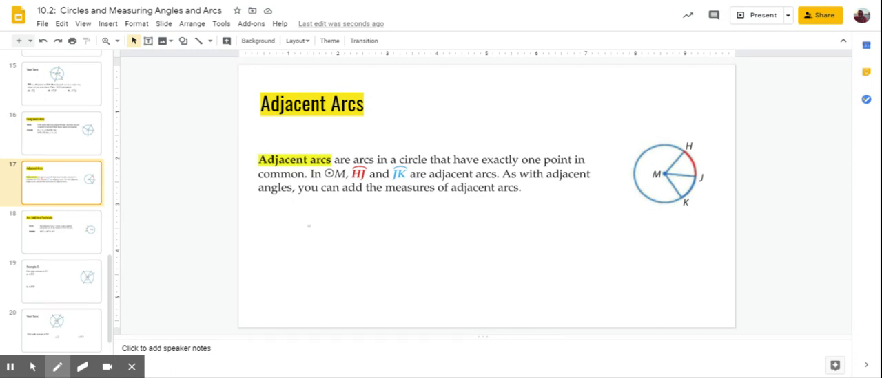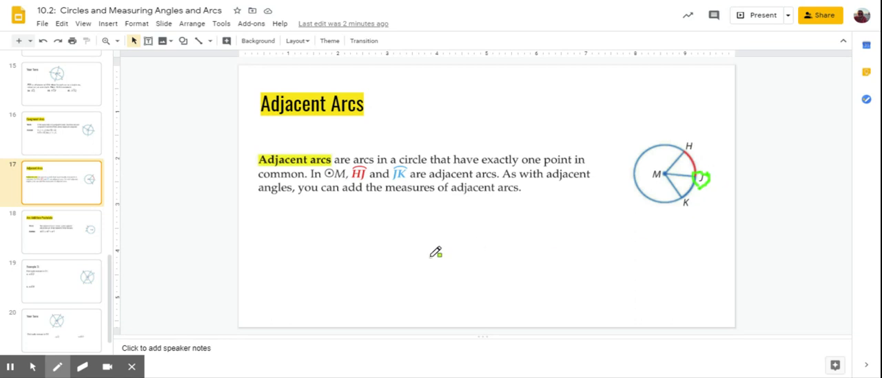Adjacent arcs. Adjacent arcs are arcs in a circle that have exactly one point in common. So in this circle M, arcs HJ and JK are adjacent arcs because they have this one point J in common. So they just have one point in common, therefore they're adjacent. Remember, adjacent means next to. As with adjacent angles, you can add the measures of adjacent arcs.